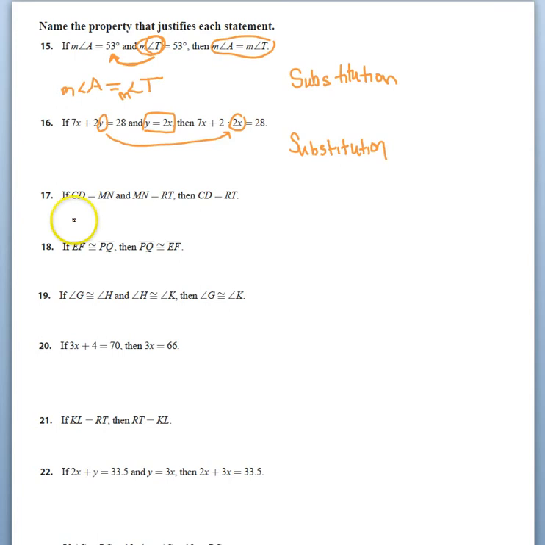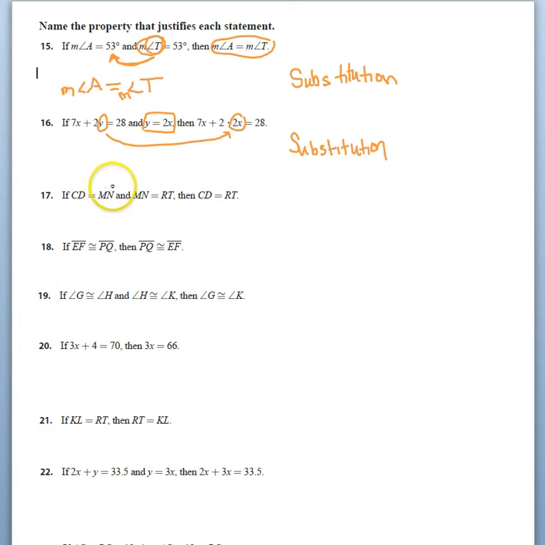Okay. Problem 17. If CD equals MN and MN equals RT, then CD has to equal RT. Now on this one, again, let's analyze what's going on. You'll want to look at your conclusion and ask yourself, what happened? What changed? Okay, so let's look back. We have CD is equal to MN in the first statement. Then we have MN is equal to RT. Then CD and RT are put together. They're equal to each other.